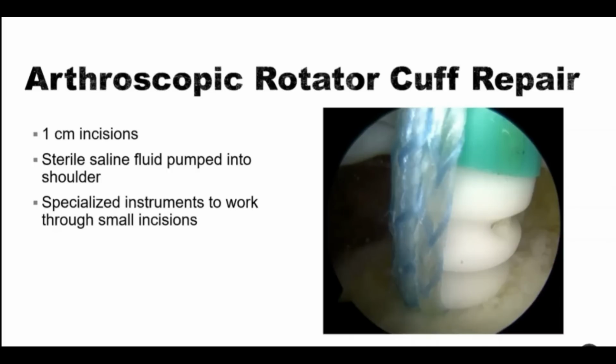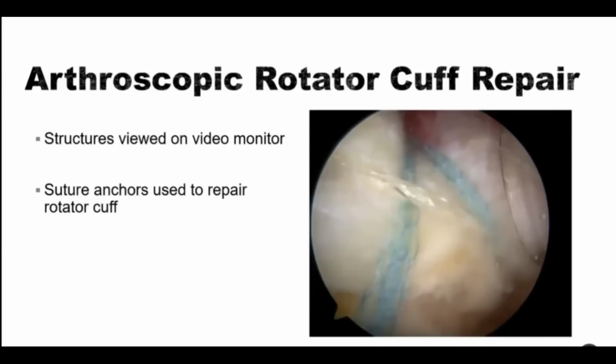Bottom line is we're putting a lot of fluid into the shoulder, and then we use specialized instruments to work through these incisions. We just touched on some of the instruments that we use. We're viewing everything on a screen, right? So we're not actually staring at it. We're working totally off of what we can see on the screen. So if there's bleeding or the screen's not working or the light's not working on the scope, we can't do anything.